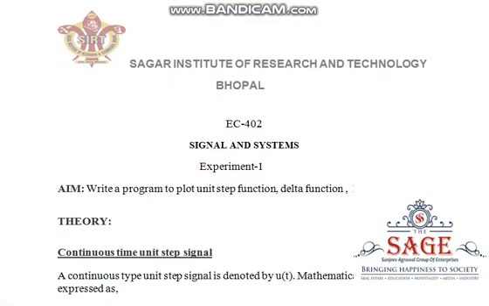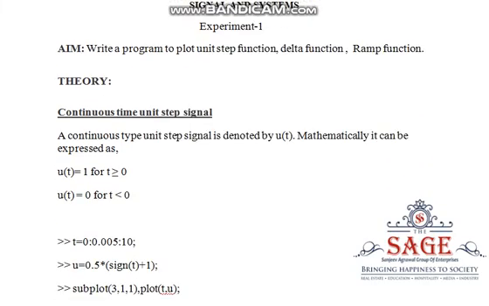Now we'll start with the first experiment. We have to plot the unit step function, delta function, and ramp function. For these we will discuss a small theory to understand these signals. First is the continuous time unit step signal. We all know that continuous time means the signal which is continuous with time t. Mathematically we can express the unit step function as u(t) equals 1 for t greater than or equal to 0, and its value is 0 for t less than 0.